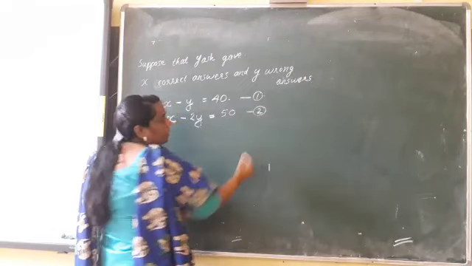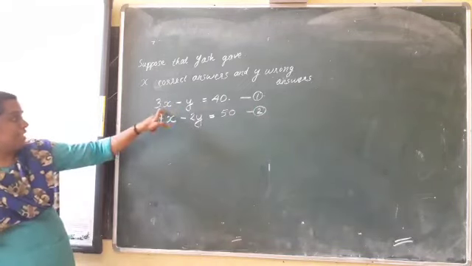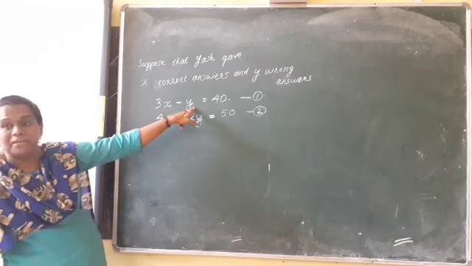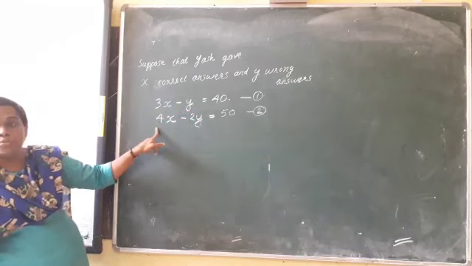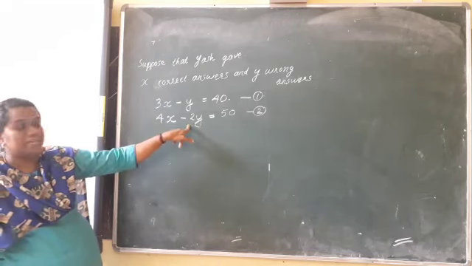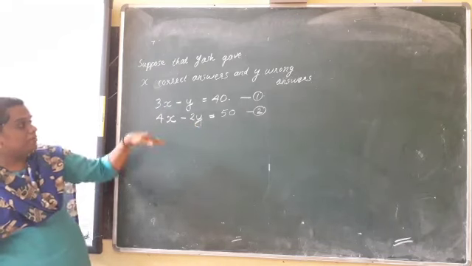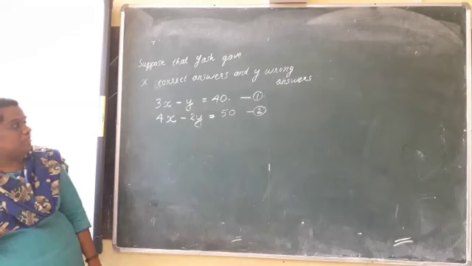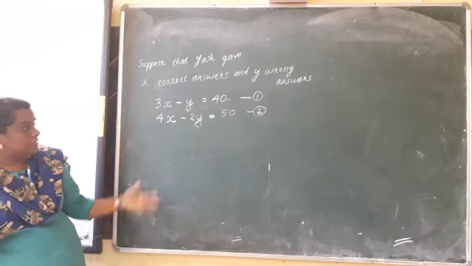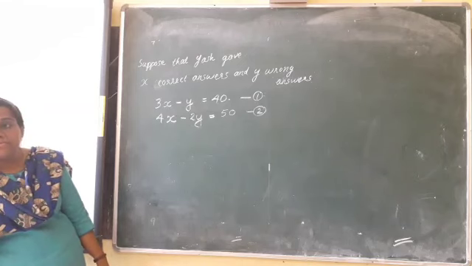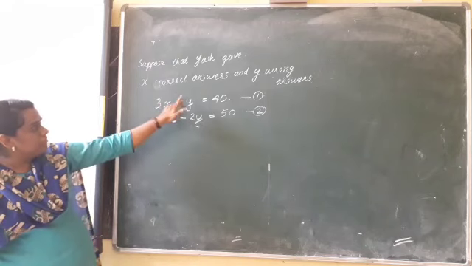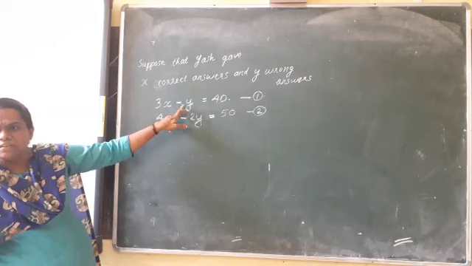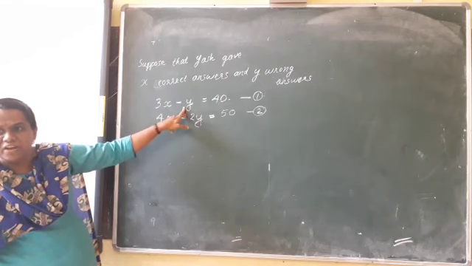Equation number 2. We hope you understood this equation. 3 marks for a correct answer and 1 mark deducted for wrong answers. Here 4 marks for a correct answer and 2 marks deducted. Okay. Then 2 equations. Which method? You can use any method. I would like to take the elimination method. For that, compare the coefficients of x and y. Which is easy? We can take the coefficient of y.